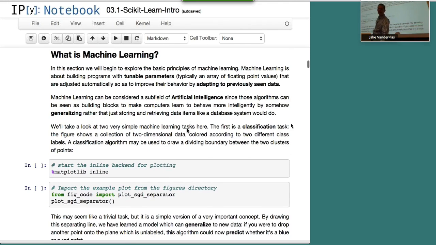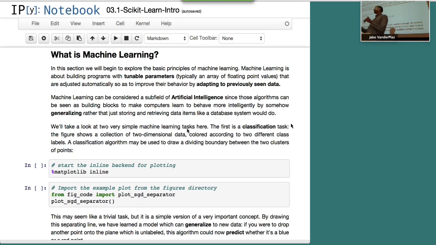Okay, so let's ask a question. What is machine learning? To me, machine learning just sounds more complicated than it is. Basically, machine learning is about building programs with tunable parameters. And these parameters are usually just arrays with floating point values. And these parameters are adjusted automatically so that the machine learning algorithm, by looking at some training data, can tell you some information about some new data.